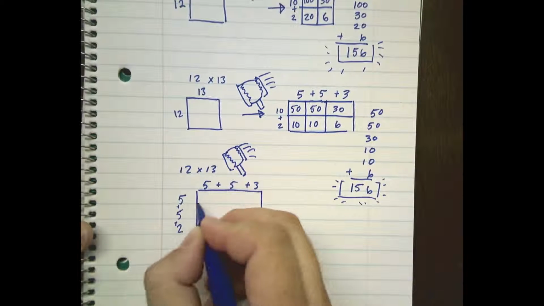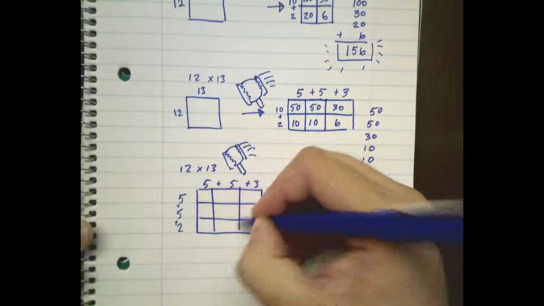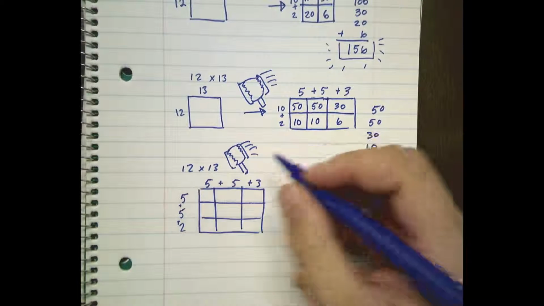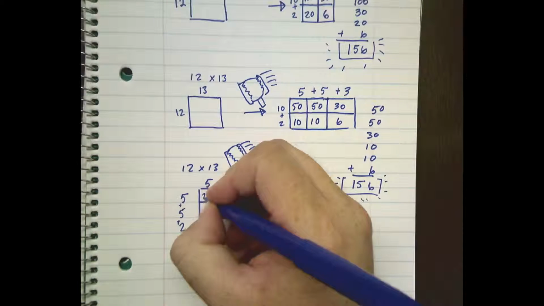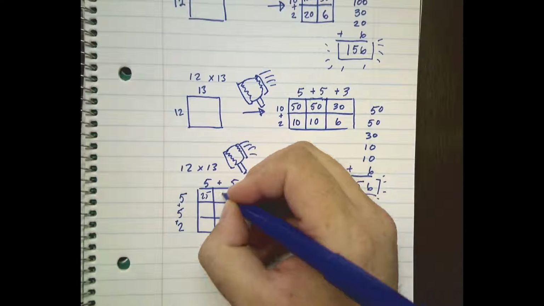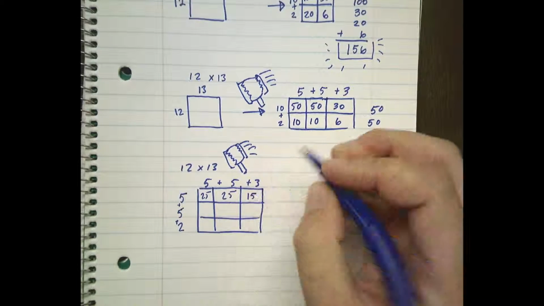So every number gets its own row or column. And so 5 times 5. So now I can just start with my multiplying. So 5 times 5 goes in this box right here, and that's 25. This one is also 25. And 5 times 3 I know is 15.